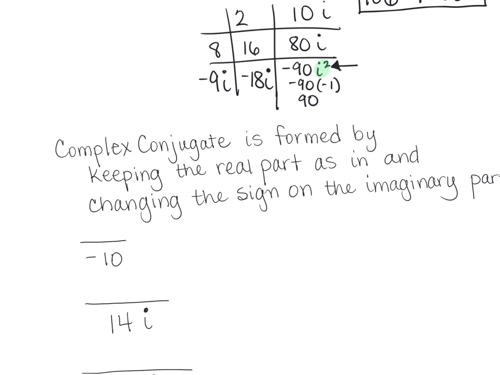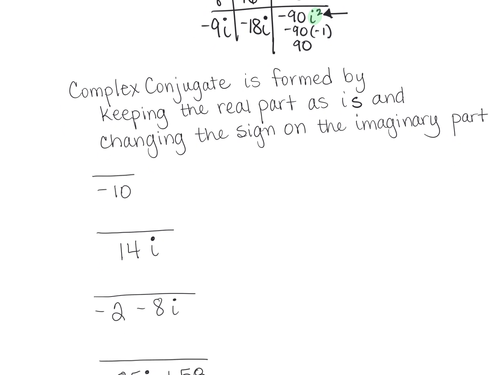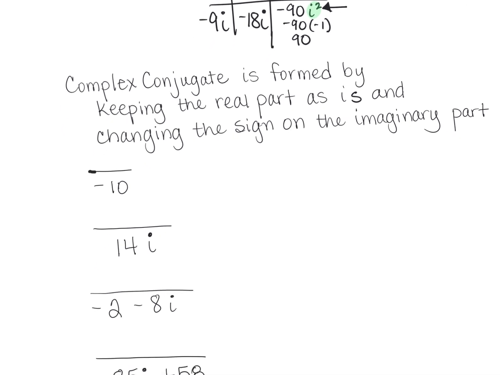In the next little section, we're talking about complex conjugates, and these are formed by keeping the real part as is, and you're going to change the sign on the imaginary part of the given expression. So for this first one, it's going to have this line over the top of it. That means to calculate the conjugate.